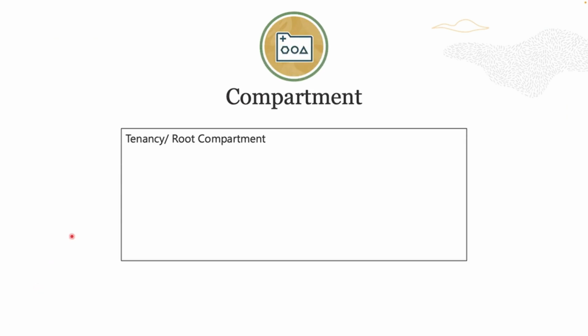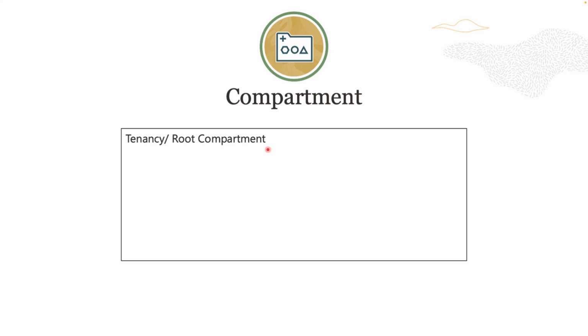When you create or open an OCI account, you get access to a tenancy. It is also called as root compartment. Consider it is like a main folder in your computer where you place all your files and documents. Similarly, in OCI, we have this root compartment that can hold all your cloud resources.